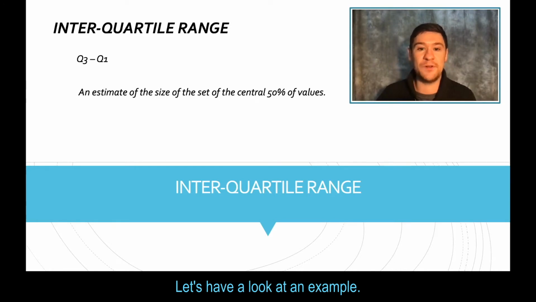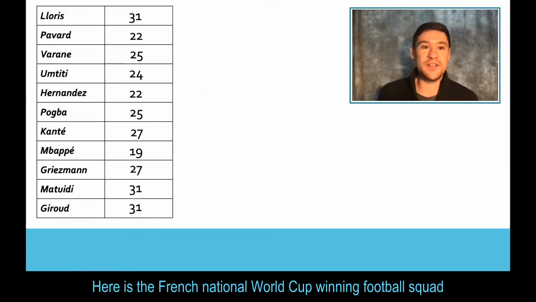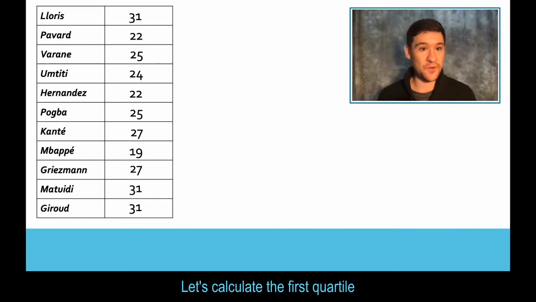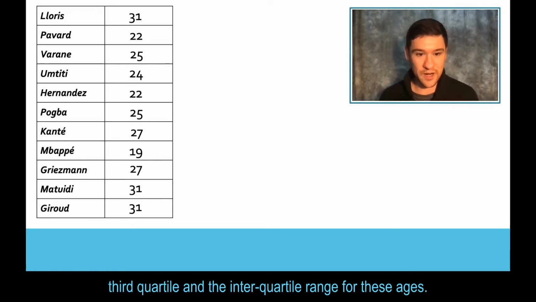Let's have a look at an example. Here is the French national World Cup winning football squad, and here are their ages at the time they won the World Cup. Let's calculate the first quartile, third quartile and the interquartile range for these ages.